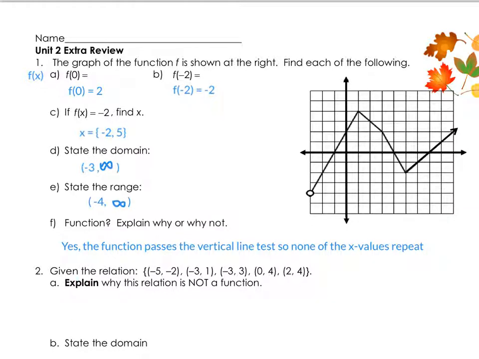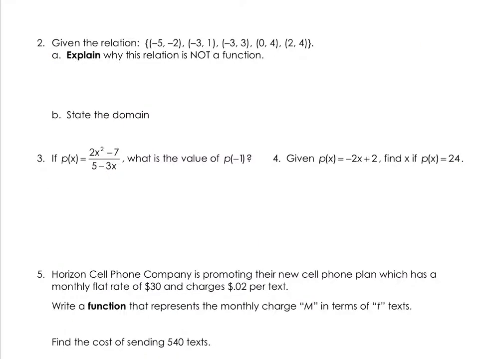All right, let's look at the next one. So this question says, given the relationship, and we have this set of points here, (-5, -2), (-3, 1), (-3, 3), (0, 4), and (2, 4). Explain why this relation is not a function.